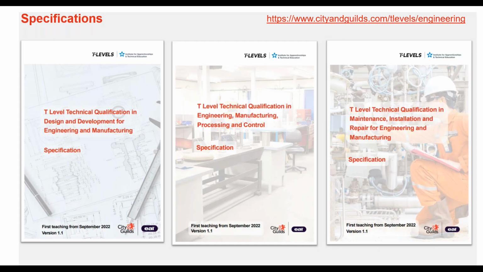We are now looking at the specification handbook for each pathway. So we are on the top right-hand corner, there's a link there which will take you to these handbooks. When you use the handbook, please check that you're using the latest version or the most up-to-date version. So on the screen there, at the bottom for each handbook, you can see on there version 1.1. So just always check that you're using the latest version when delivering any qualification.